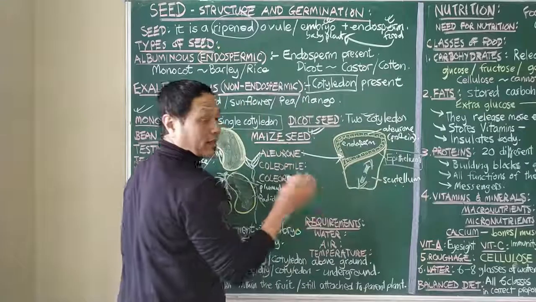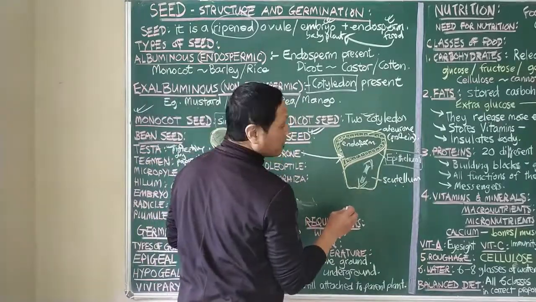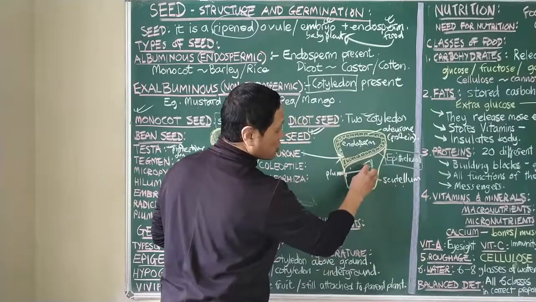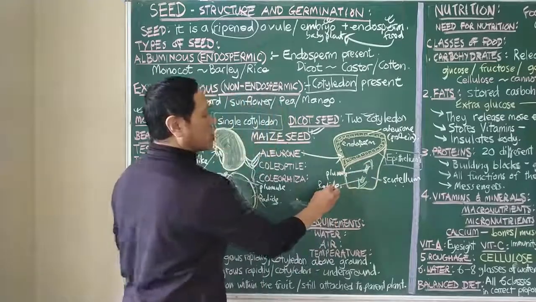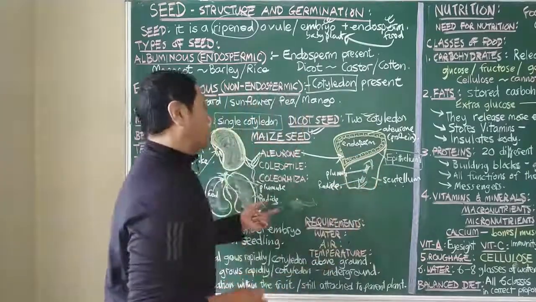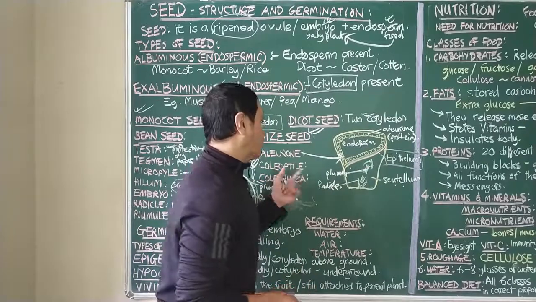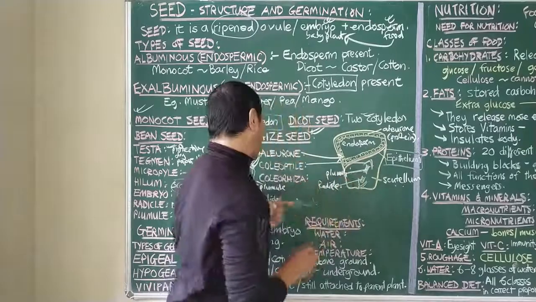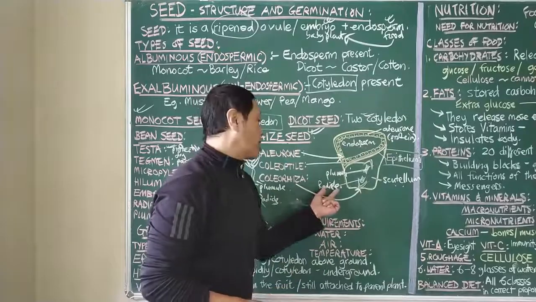Inside the scutellum, we said it contains the embryo. This is the plumule, which grows into the shoot system. This is the radicle, which grows into the root system. Now there are two extra structures in the maize seed. One is the coleoptile, which covers and protects the plumule, and the coleorhiza, which covers and protects the radicle.